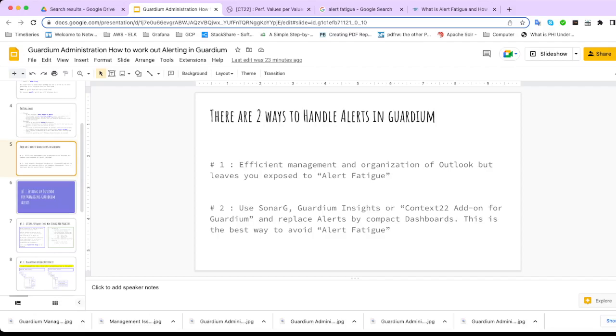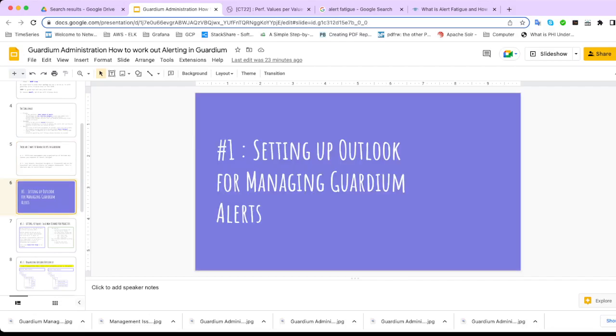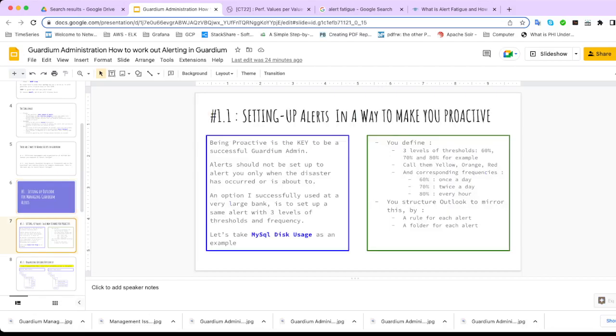So let's have a look at the setup of Outlook I used, right? I designed it on this team lead's request, and we're going to see after that the other way. Okay, so the question is for you to be proactive, right? You cannot manage Guardium if you are not proactive. If you are just reactive, basically you will be constantly in trouble and dealing with dire situations. Okay, so for that you need to be proactive. It's to take the issue before it happens.